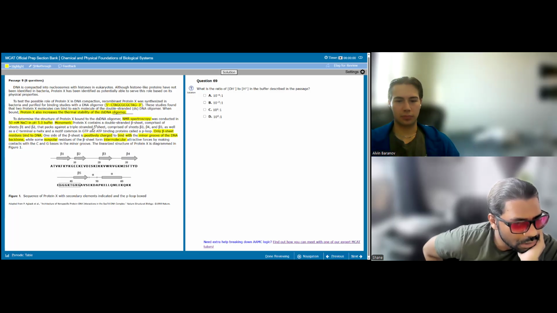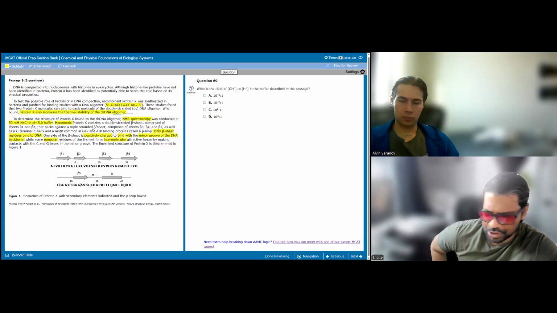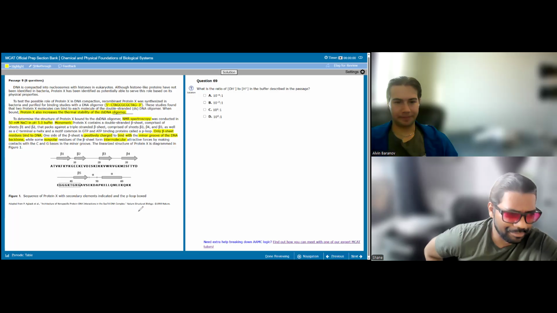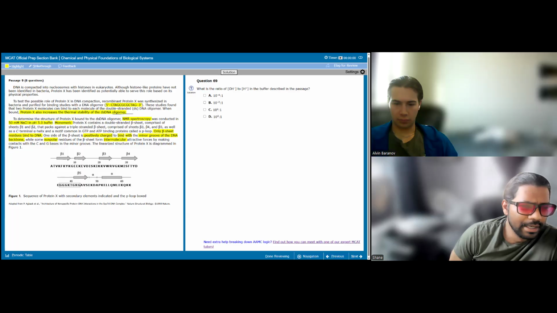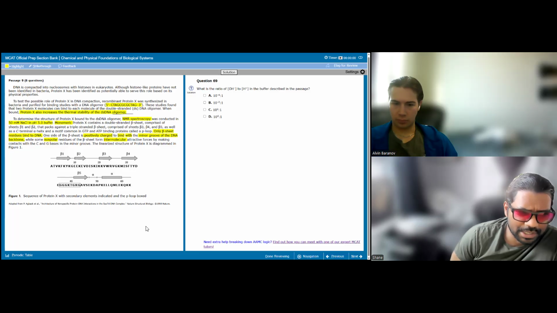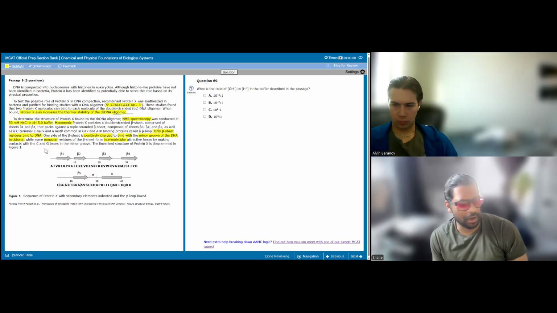Okay, so the DNA backbone should be negative. Yeah, if one side of the beta sheet is positive, then it would bind. Now, the nonpolar residues forming intermolecular attractive forces with C and G, I can see that happen in the backbone of the peptide, but not really the nonpolar part.